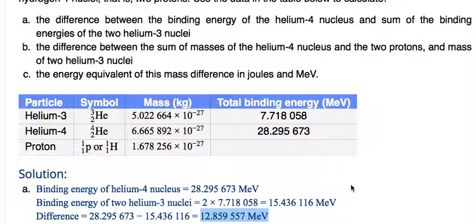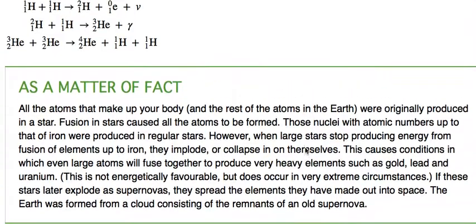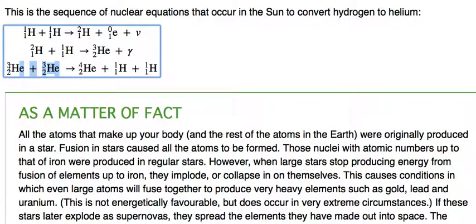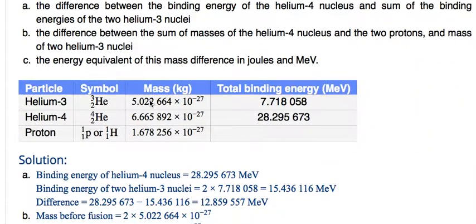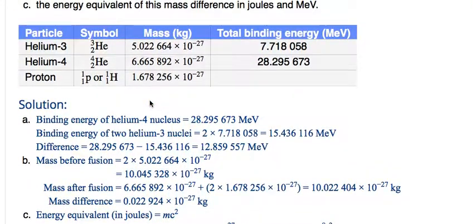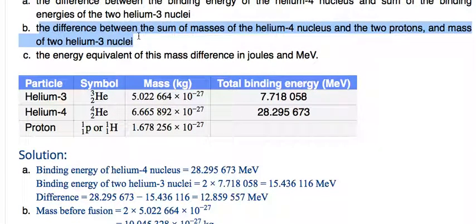Now if we just wanted energy we could stop there, but we're going to look at the equivalence using E equals mc squared. So again we're going to look at this equation. We're going to look at the mass that we started with, which is two helium-3 elements, and then the mass of what we finished with, and that's going to include the protons this time because they do have mass, so the helium-4 and the two protons. It's asking us what's the difference between the sum of masses of the helium-4 nucleus and the two protons and the starting mass before fusion of the two helium-3 nuclei.